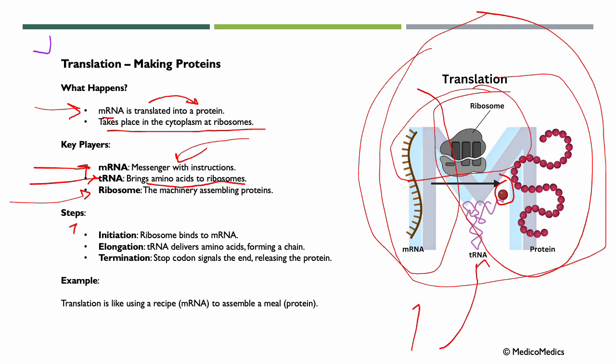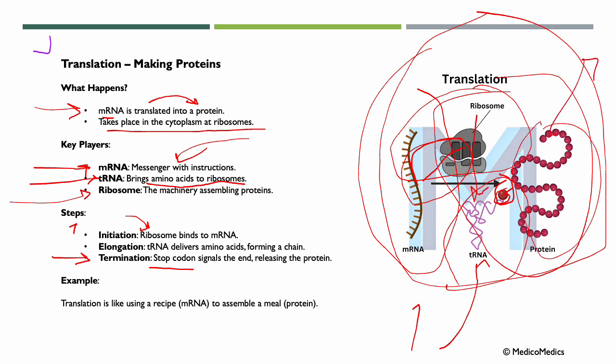Steps here include, again, initiation. So the ribosome binds to the messenger RNA. Elongation. So transfer RNA delivers amino acids, forming a chain. And then termination. A stop codon signals the end. When it's done, it signals stop, and the protein is then released.